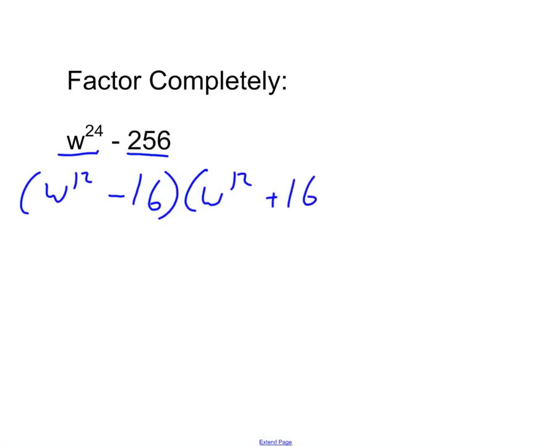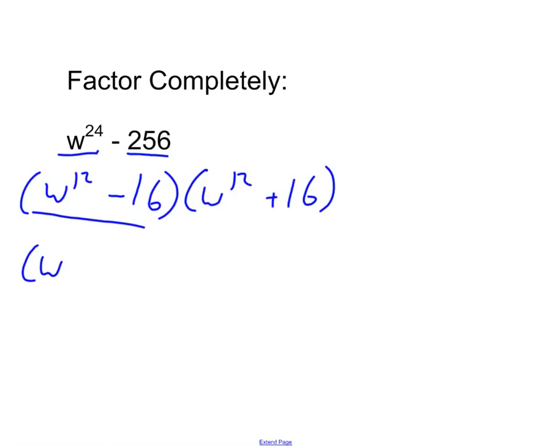Okay, so if you look at this, this is a perfect square, and this is a perfect square. This is a difference of squares, and it factors into w to the 12th minus 16, 256 is 16 squared, times w to the 12th plus 16. Can we go further? Yes, because this is another difference of squares right here.